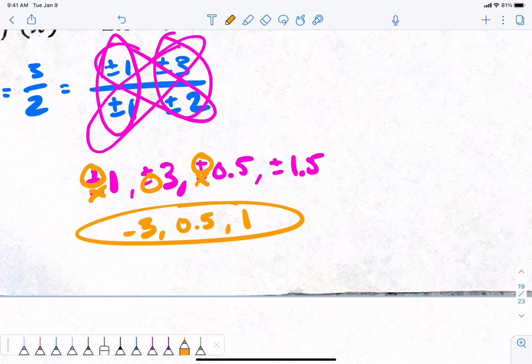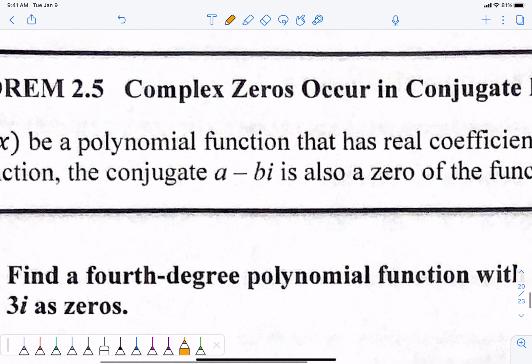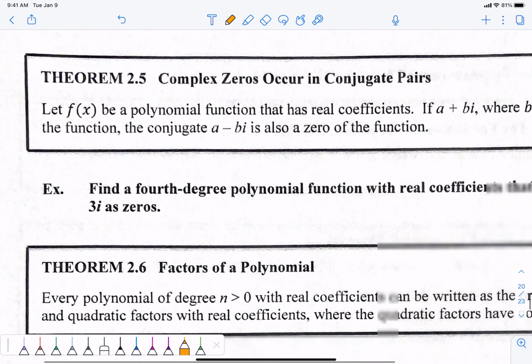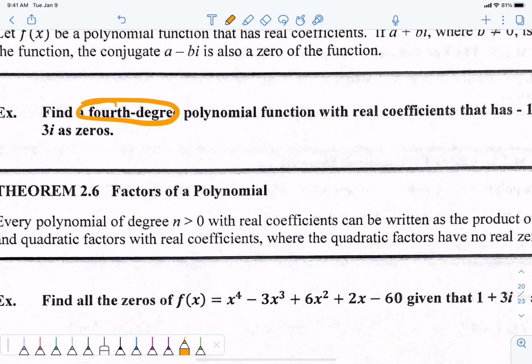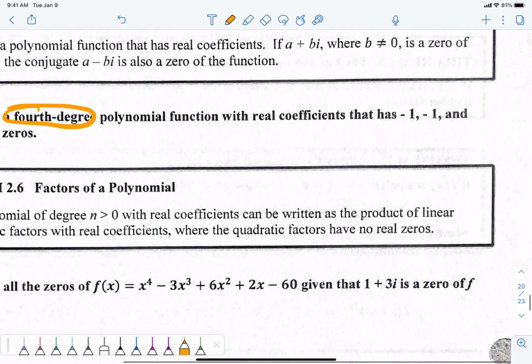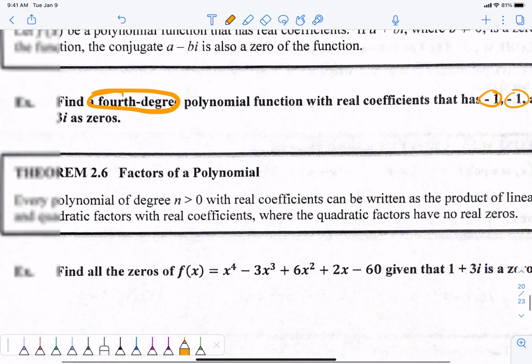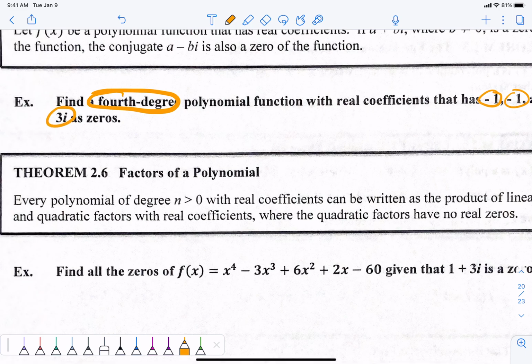Let's go to the back side. Let's see what all we have here. Good? I'm going to move on. Complex zeros occurring in conjugate pairs. Okay. Example. Find a 4th degree polynomial function with real coefficients that have -1, -1, and 3i as zeros.